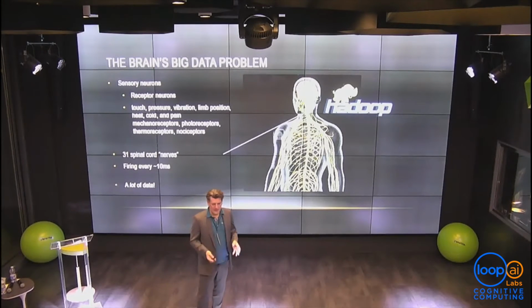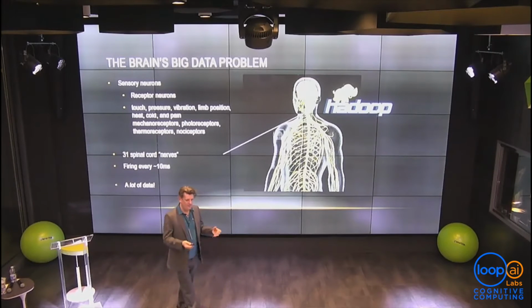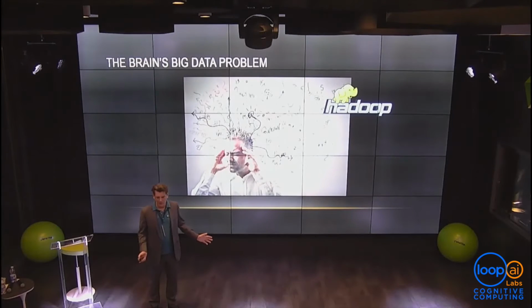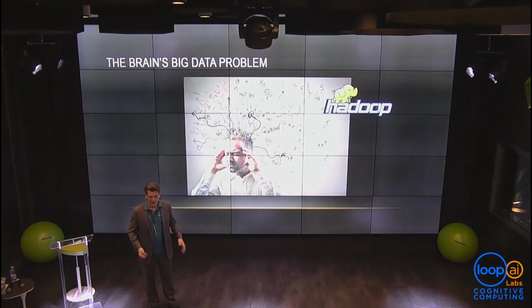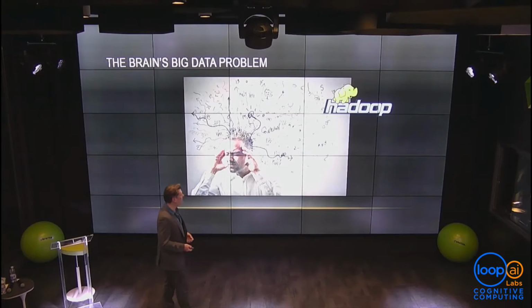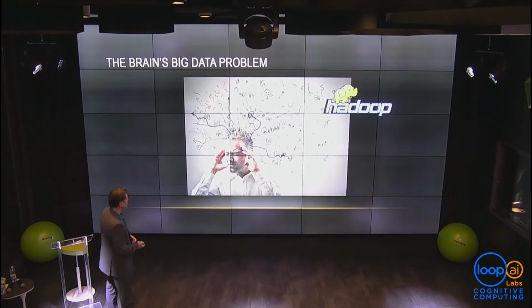Now, if your brain had a solution where it tried to store all this stuff in Hadoop, and run analyses on all that data, it would quickly become totally overwhelmed, and you wouldn't be able to deal with all the data that you have. So the brain itself has this big data problem. How does the brain approach this problem? What is the solution that it came up with?